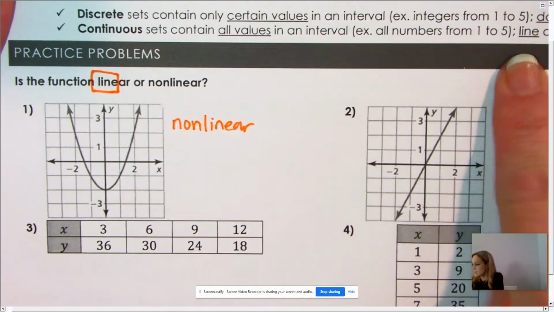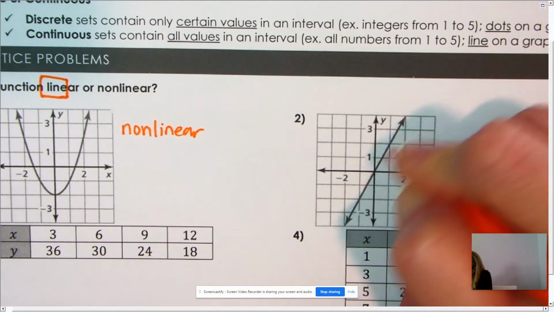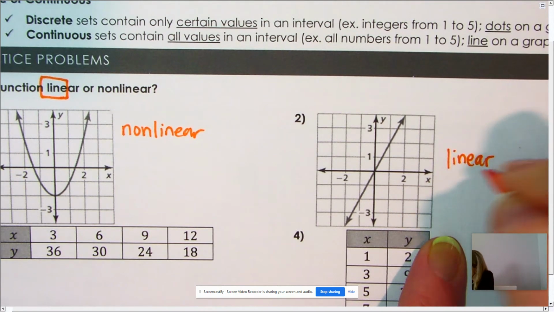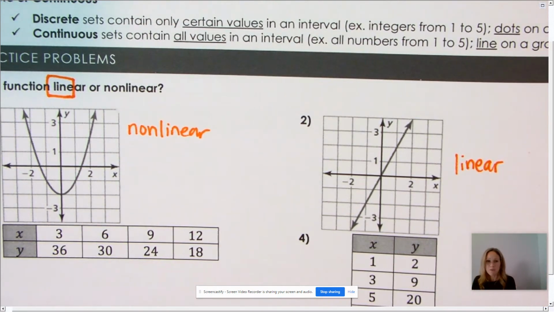It's a straight line kind of going on a diagonal. It has a constant rate of change. So this one is linear. L-I-N-E-A-R.